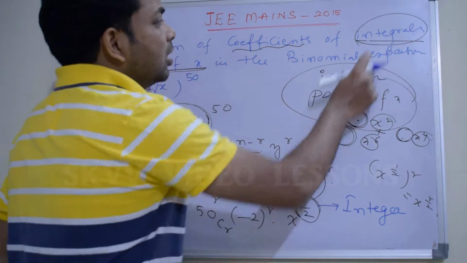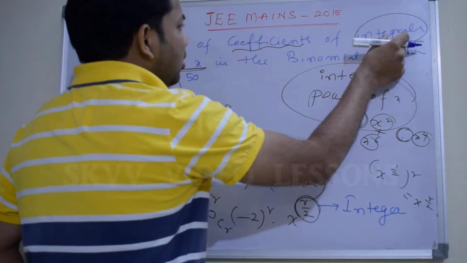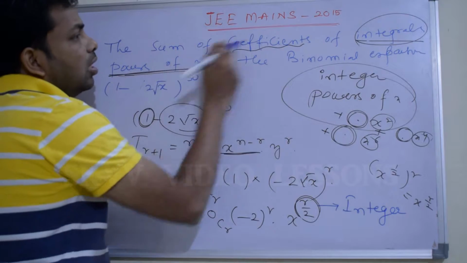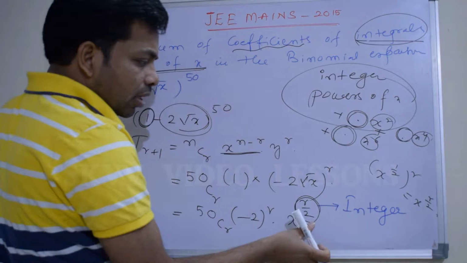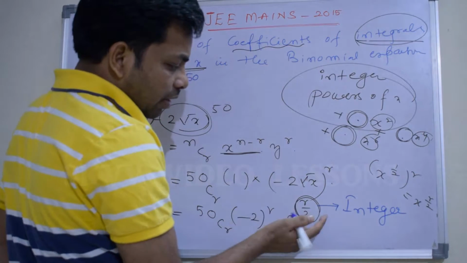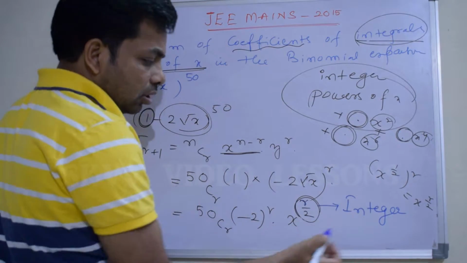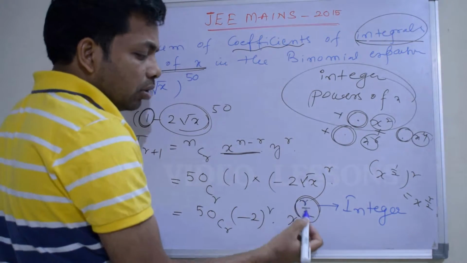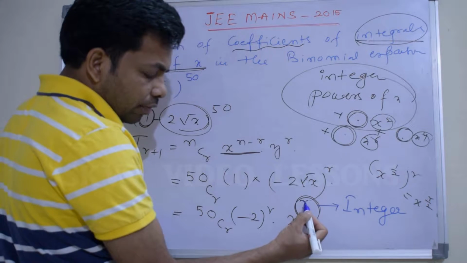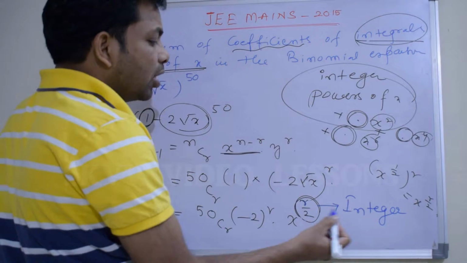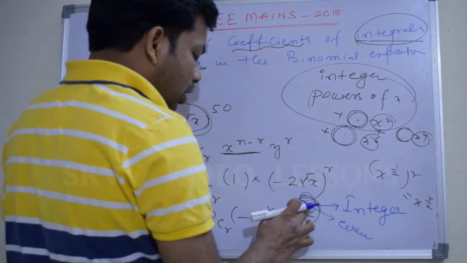So they are not integers, but what precisely is he asking? Integral powers of x. Integral powers of x, their coefficients' total sum. So when will you get integral powers? Because it is r/2, whenever r is a multiple of 2, that will cancel and you are going to get an integer. For example, r = 0 gives x^0, r = 2 gives x^1, and 4/2 gives 2. So you get integers when r is even, a multiple of 2. So r should be even.